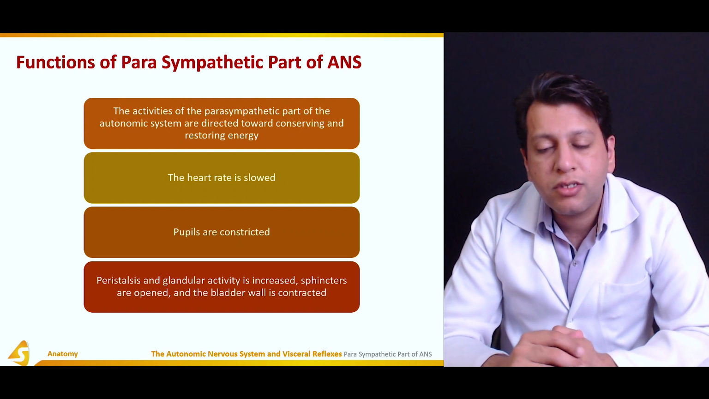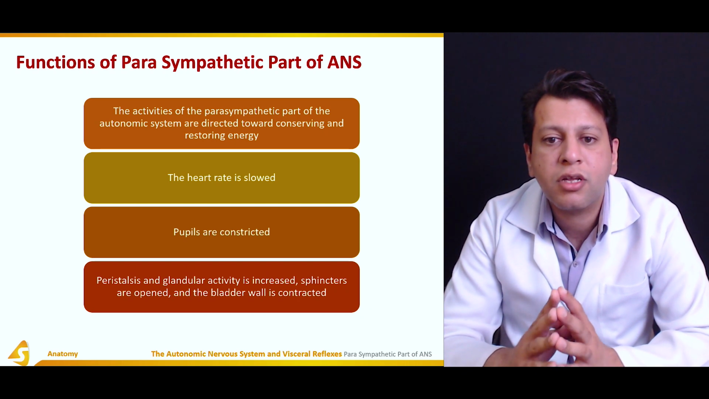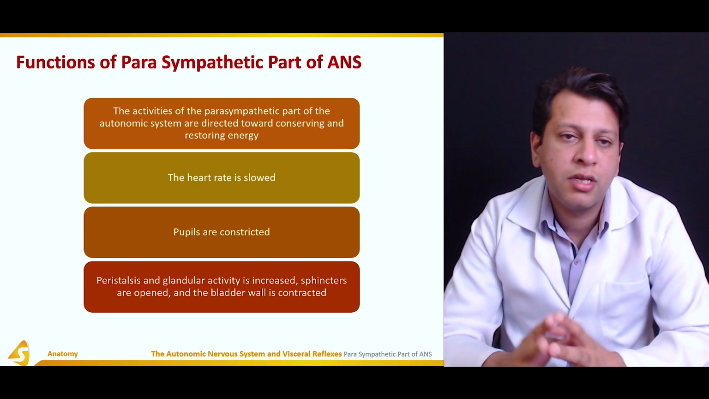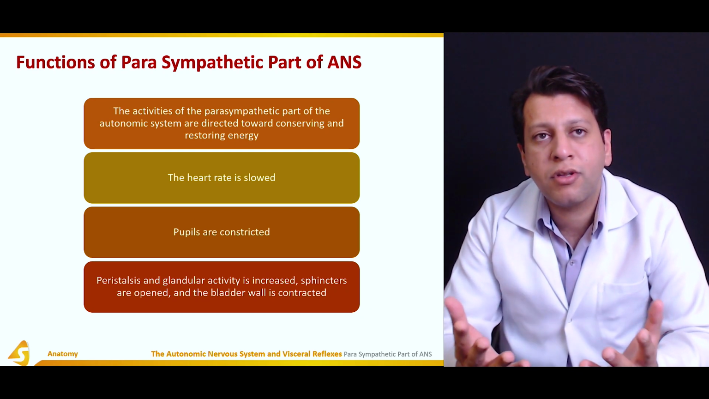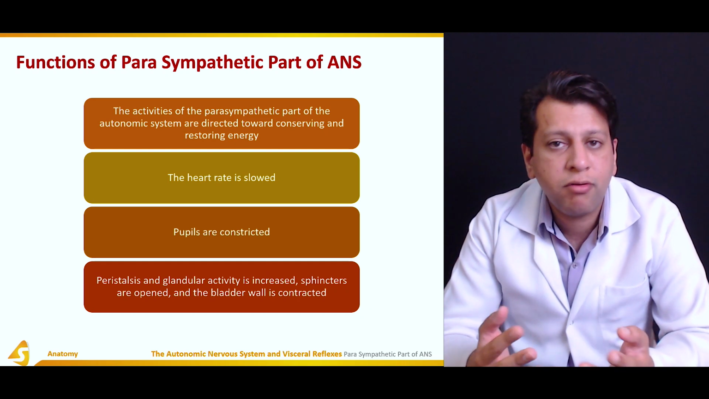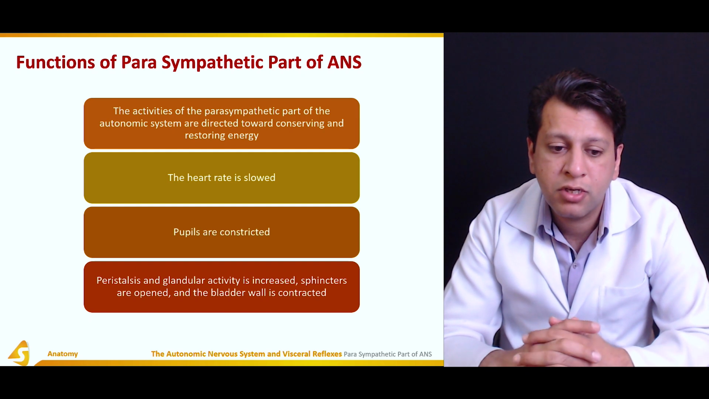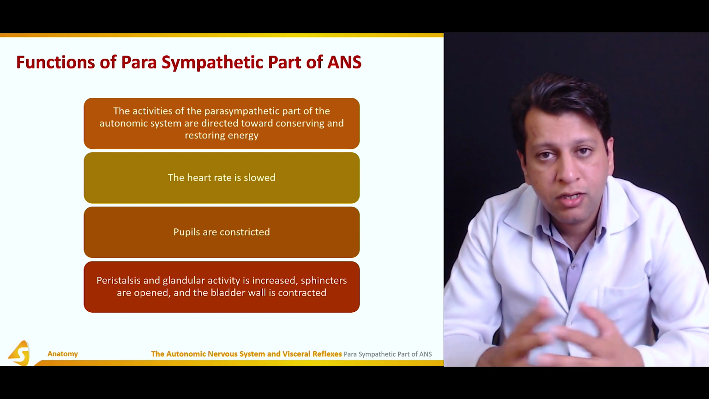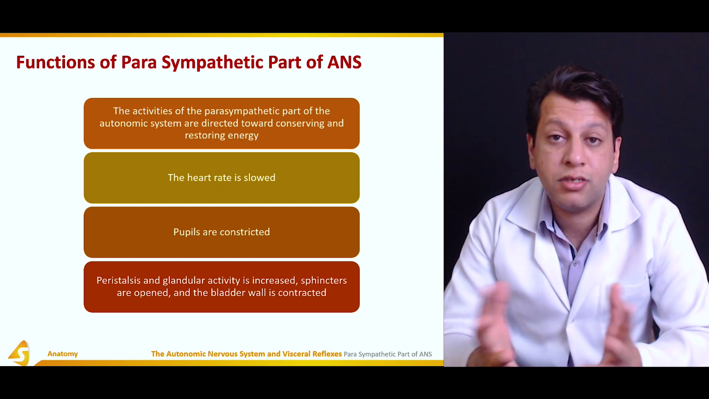So what are the functions of the parasympathetic part of the nervous system? The activities of the parasympathetic part of the autonomic system are directed towards conserving and restoring energy. For example, just imagine that a rabid dog is after you and you want to run away from it. The system helping you would be the sympathetic nervous system. But if you had a very good meal and you want to just relax, you have turned on the TV and you want to digest it now.